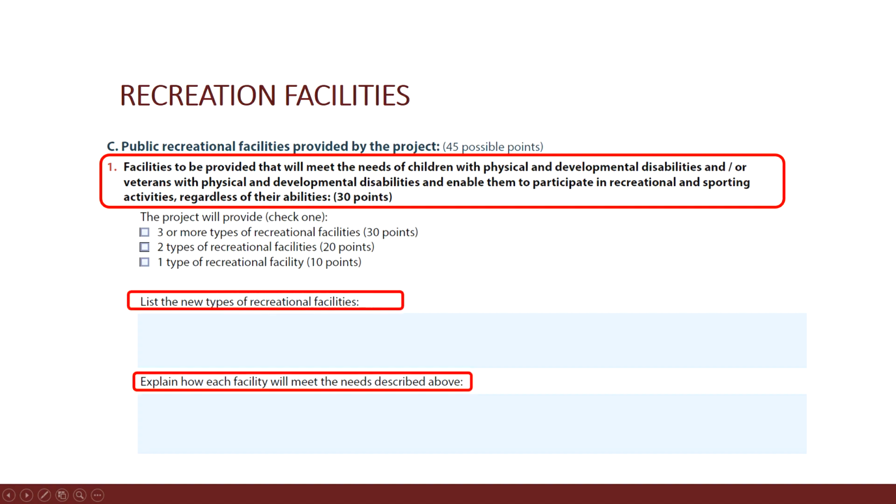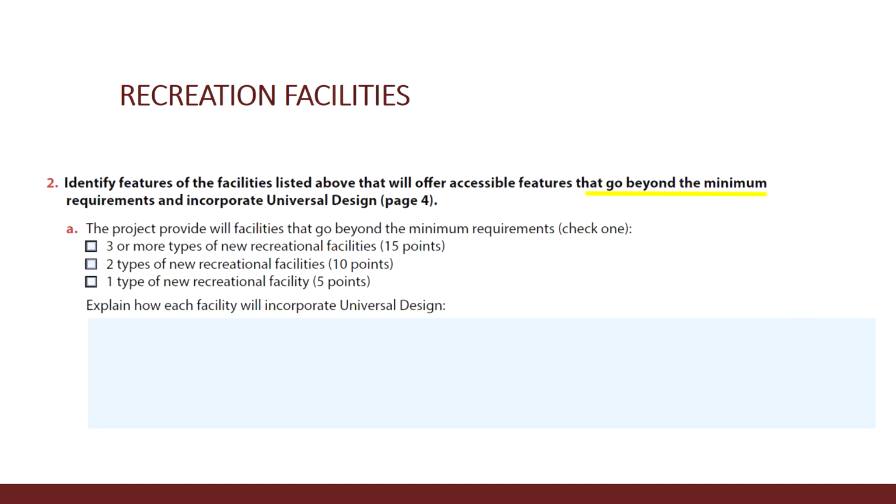So again, for this project, we want you to check how many. We want you to list the specific facilities. These should match up with your cost estimates and your site plan. And then more importantly, we want you to explain how each facility will meet the needs described here. So this is your chance, again, to let us know, as we score and evaluate, what you're proposing to do.